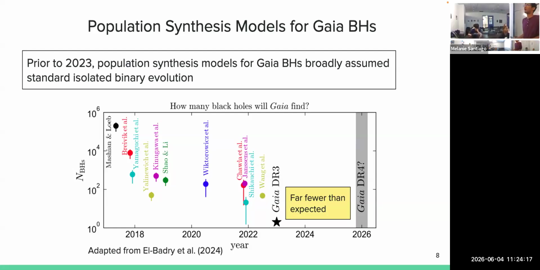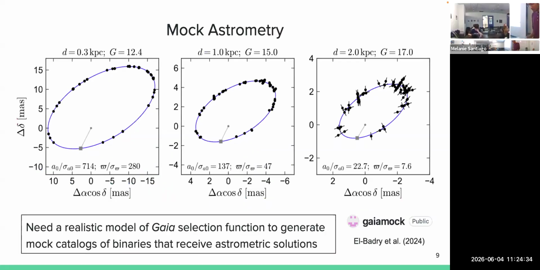So what went wrong? Well, one thing we could point to is that a lot of these works use simplified detectability metrics, right? When you have to try and understand the Gaia selection function, they just said, okay, we'll make some kind of simplified cuts and say all these systems get detected. But the reality is a little more complex. So we need a realistic model of Gaia selection functions so we can generate mock catalogs of these astrometric binaries.